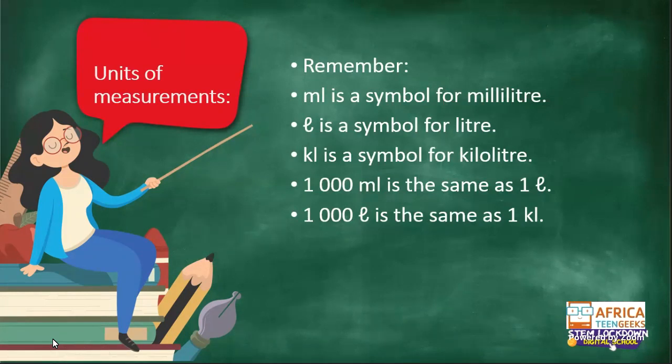All right, these are the measurements that we looked at yesterday, right? So remember for today, we're about to do our calculations. ml is a symbol of milliliter. L is a symbol of a liter. KL is a symbol for kiloliter. And 1000 milliliters is the same as 1 liter. Also, 1 liter is the same as 1 kiloliter. This is what we did yesterday. So this is just to remind us that 1000 liters is the same as 1 kiloliter, and 1000 milliliters is the same as 1 liter. And the symbol for kiloliter is KL, symbol for liters is L, symbol for milliliters is ML. Okay.